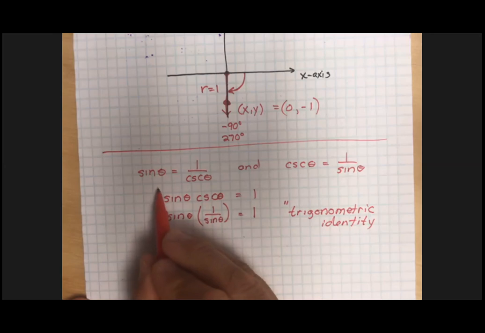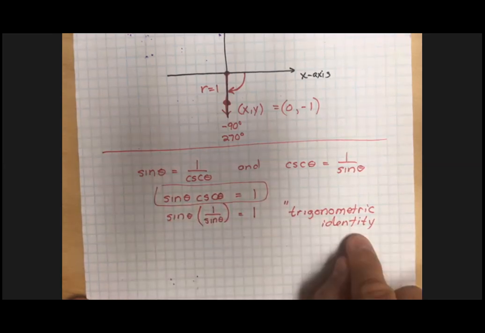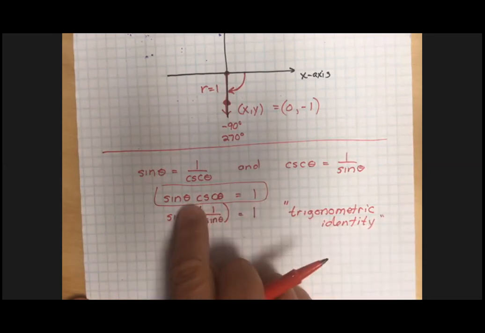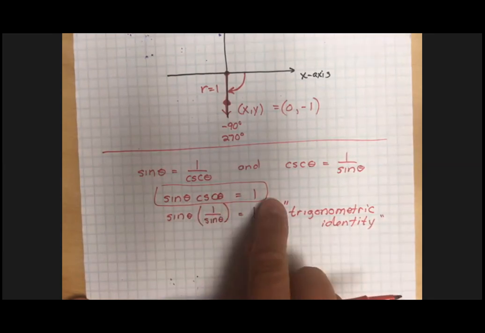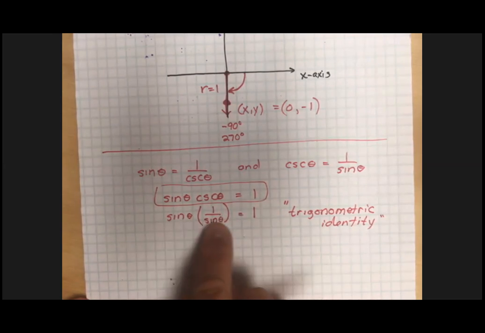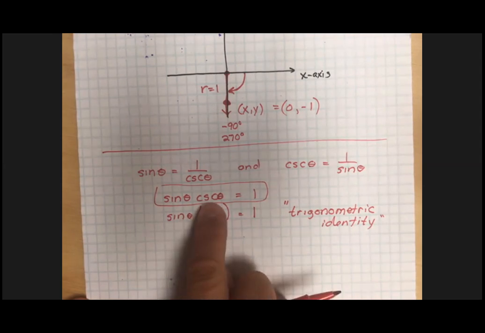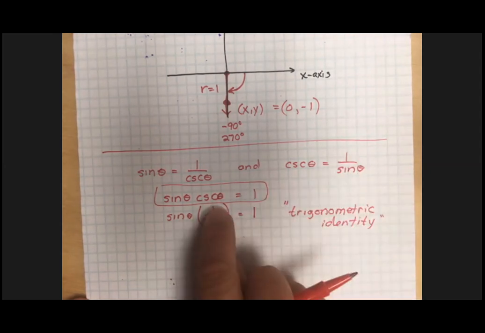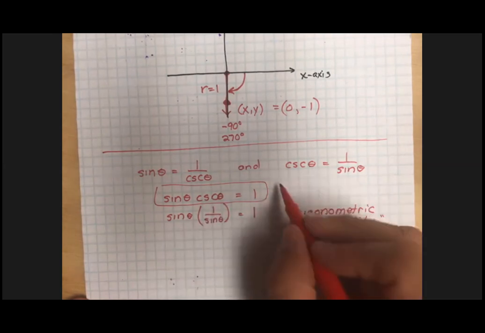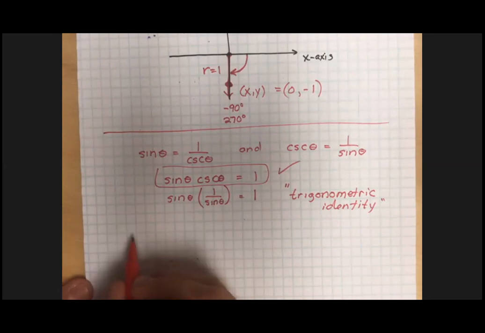This looks like some fancy equation, but a trigonometric identity means these two things are the same. Can you show me that they're the same? You show me that they're the same by telling me that you know what cosecant is. Cosecant is 1 over sine. So sine times 1 over sine is 1. That, in the math language, is called proving a trigonometric identity.